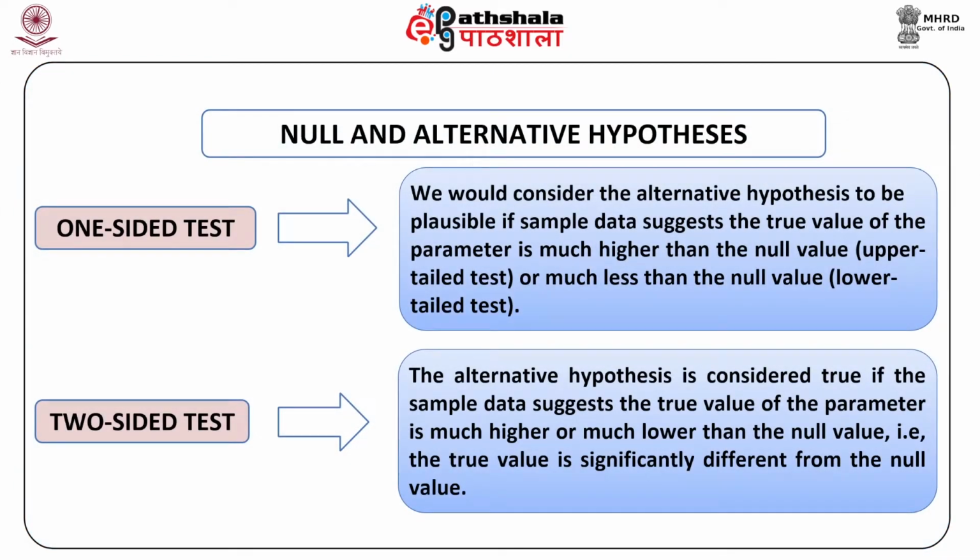For the one-sided test, we would consider the alternative hypothesis to be plausible if sample data suggests the true value of the parameter is much higher than the null value, which is an upper-tailed test, or much less than the null value, which is a lower-tailed test. Similarly, in the two-tailed test, the alternative hypothesis is considered true if the sample data suggests the true value of the parameter is much higher or much lower than the null value. That means the true value is significantly different from the null value.